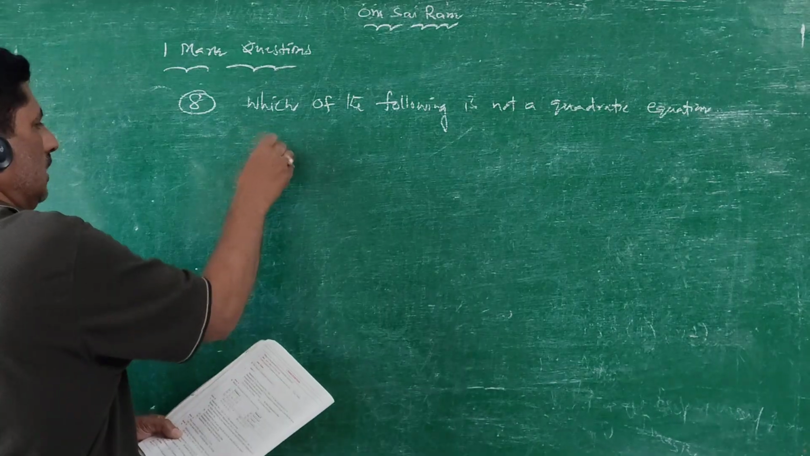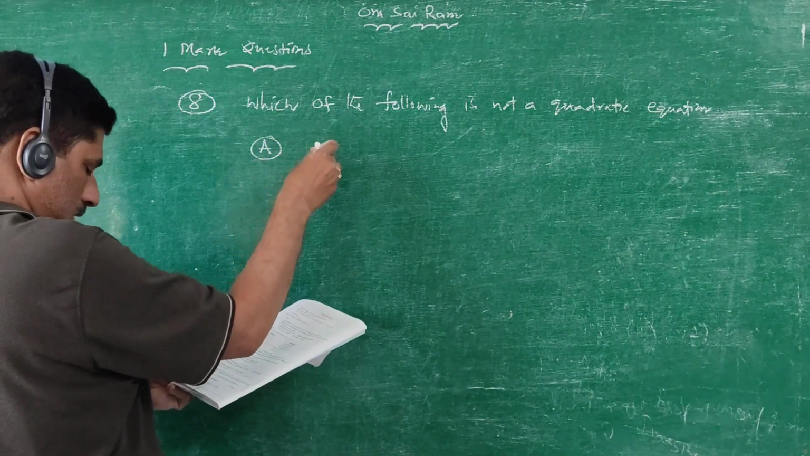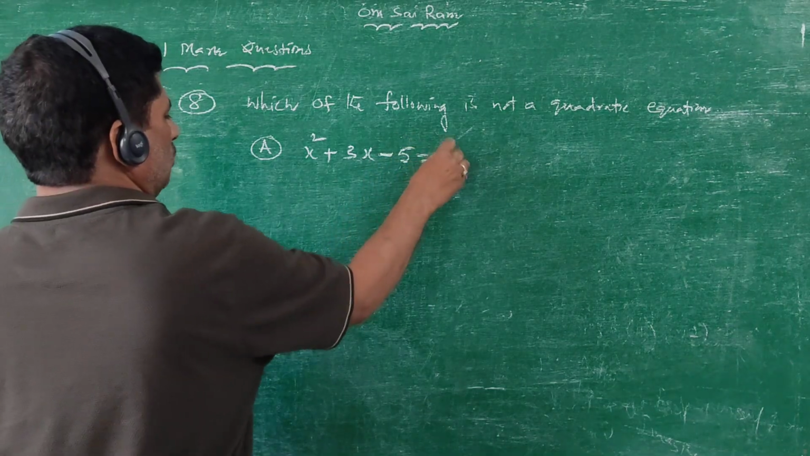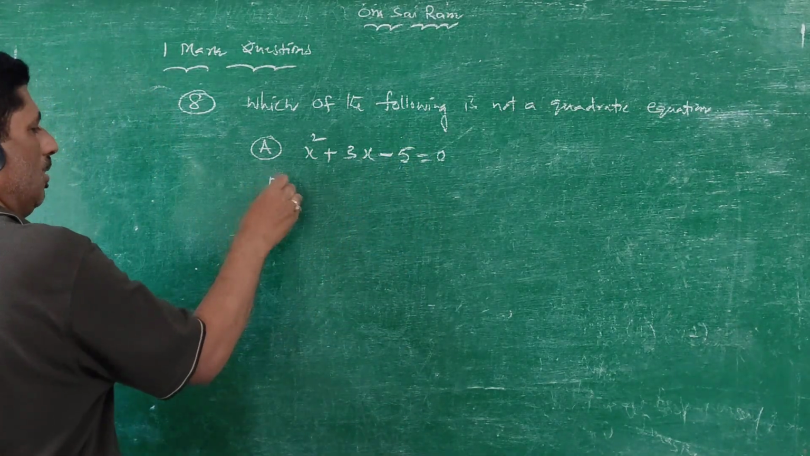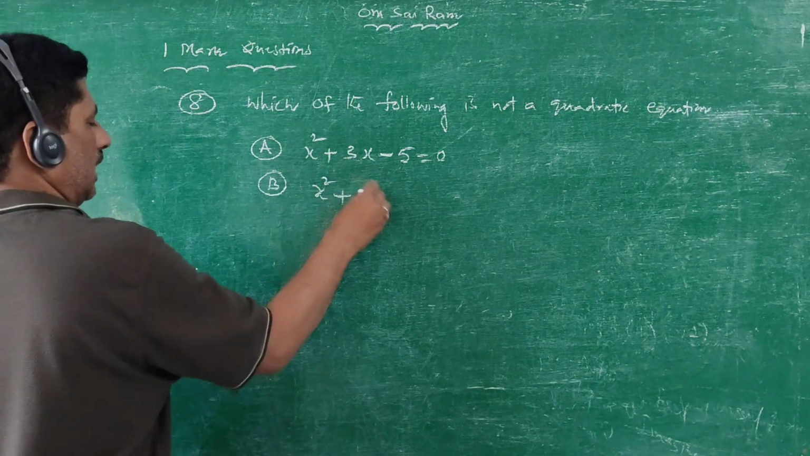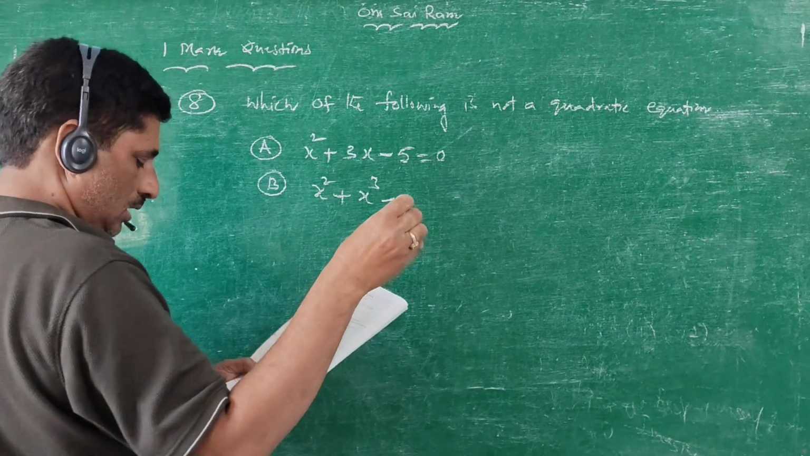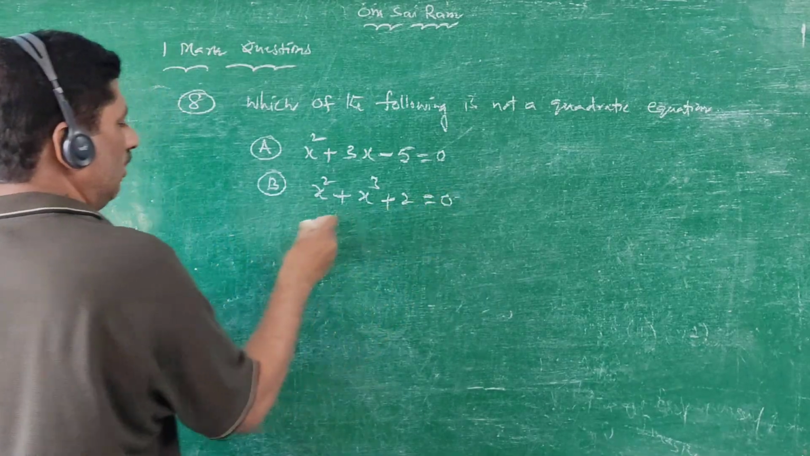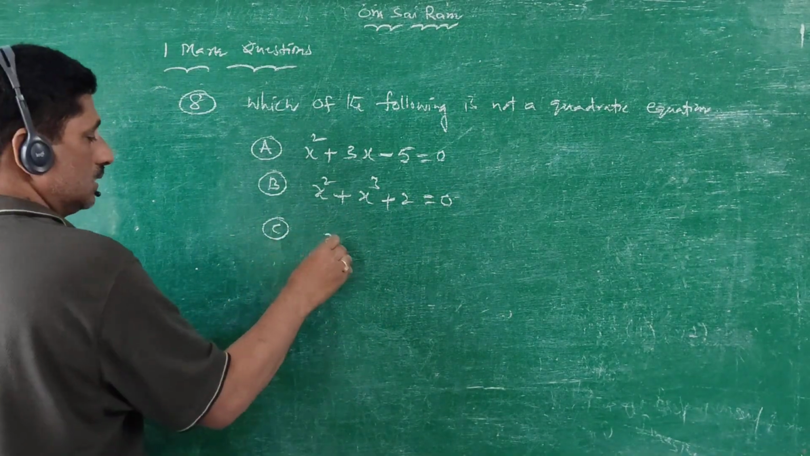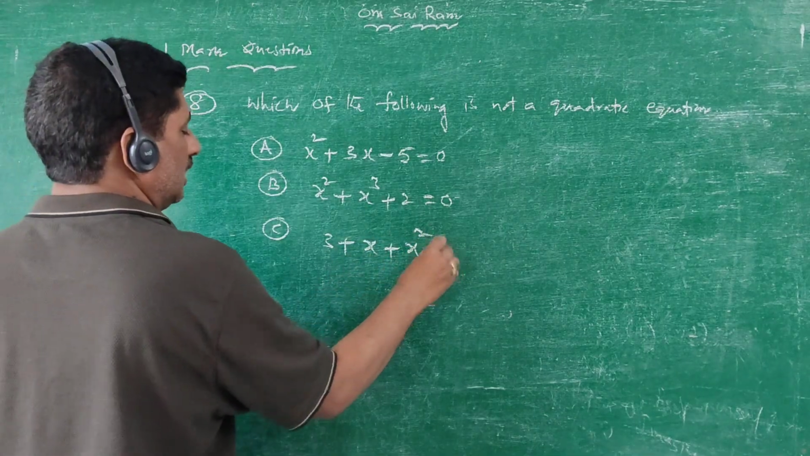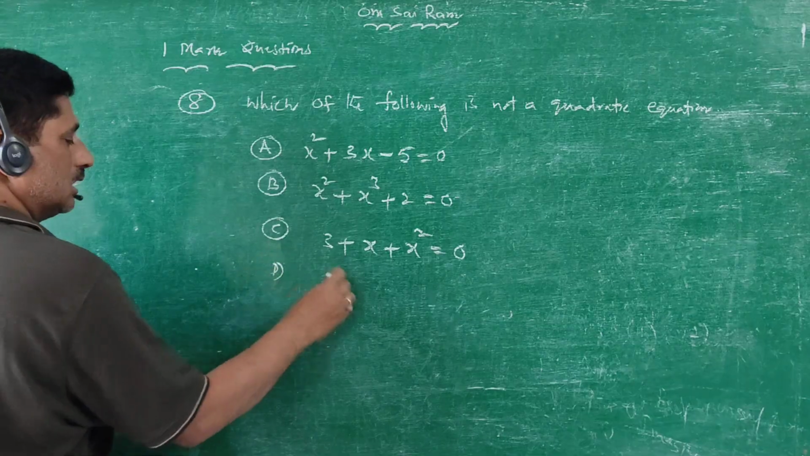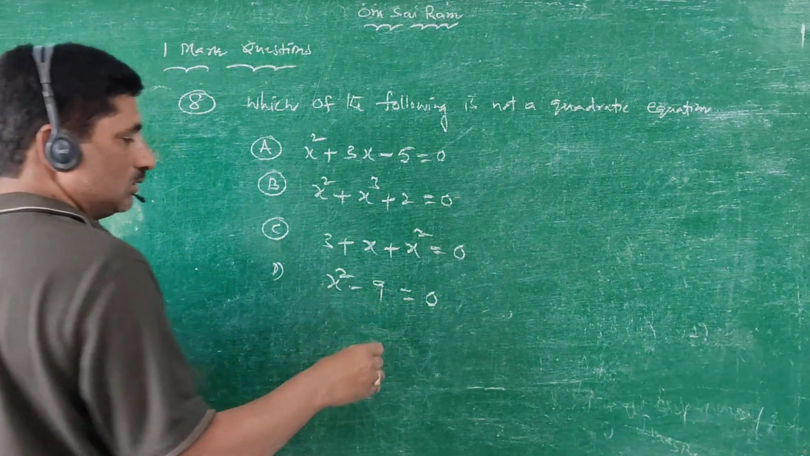The first one, option A, x square plus 3x minus 5 is equal to 0. Option B, the second equation, x square plus x cubed plus 2 is equal to 0. And option C, 3 plus x square is equal to 0. Then D, x square minus 9 is equal to 0.